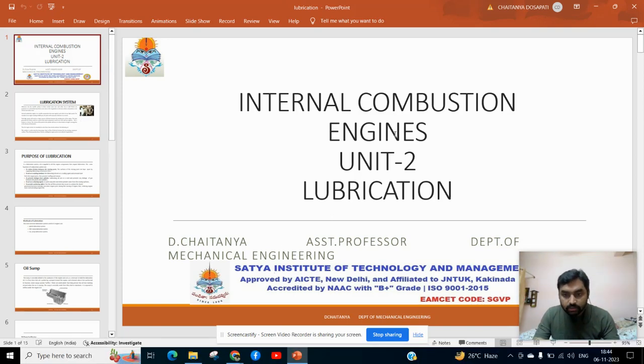So today we'll discuss internal combustion engines, unit number 2, that is the lubrication topic. All of you know that lubrication is very important to reduce the friction between two metallic surfaces. So where is it generally used? You all know that in automobiles, when two mechanical links or joints are in contact, we need some lubricant in the form of engine oil.